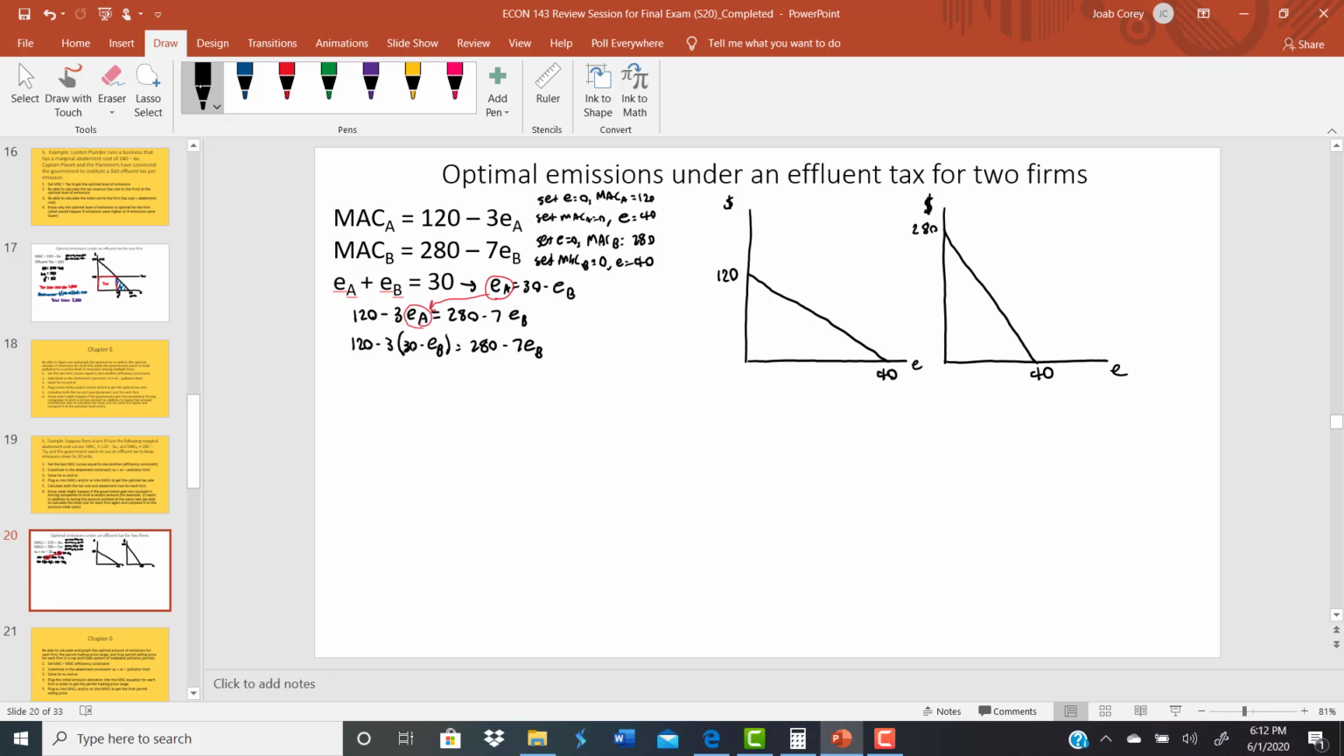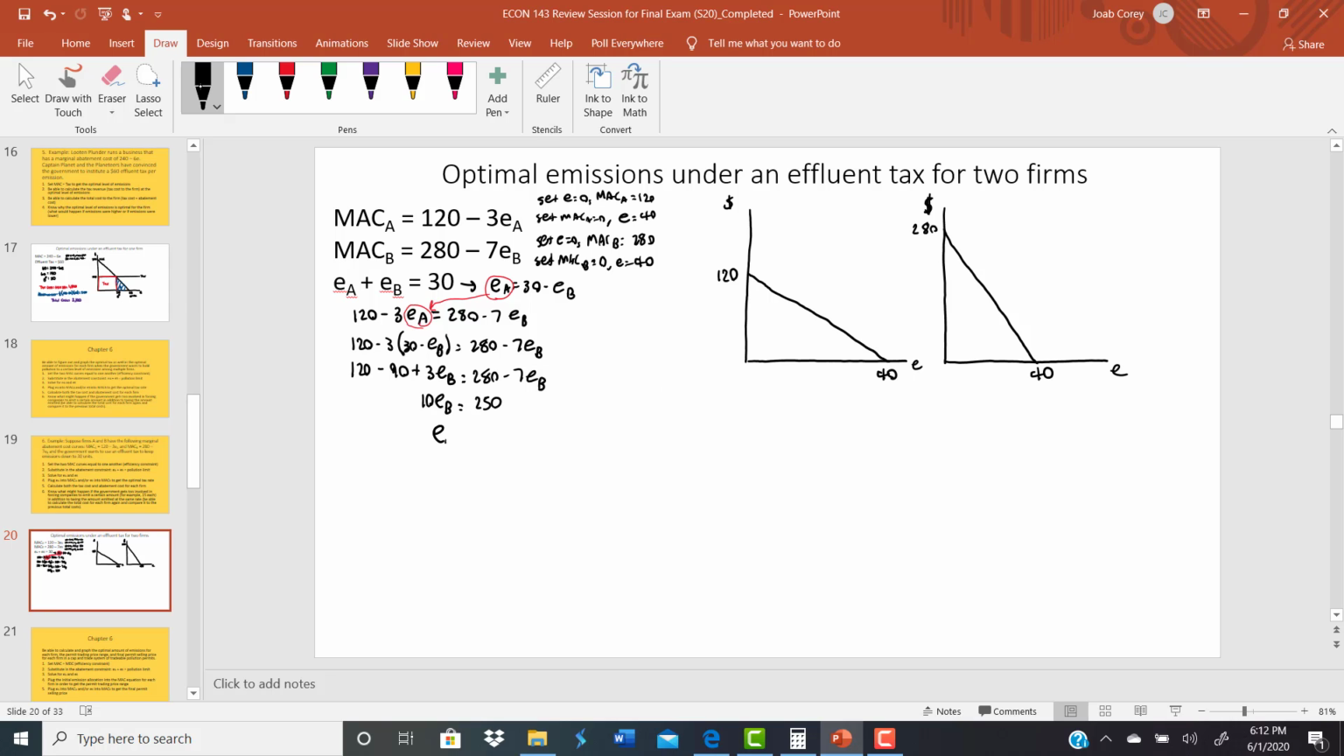Right, so again, we can go ahead and calculate this out. So we got 120 minus 3 times 30, which is 90. We can take that negative 3 and multiply it by that negative E sub B, so make sure you distribute that negative sign through. That's going to be equal to 280 minus 7 E sub B. Now we can add that negative 7 E sub B from the right over to the left. So that's going to give us 10 E sub B, and that's going to be equal to 280 minus that 90 from the left. We're going to subtract that over to the right, so it's going to be equal to 250.